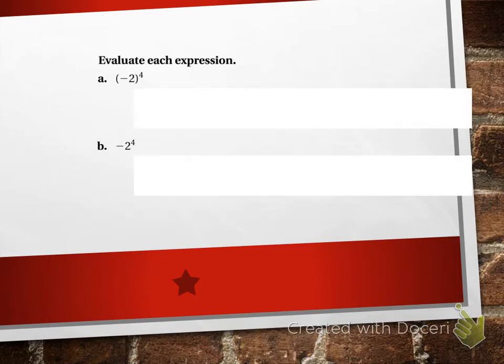Now on this next problem, we're asked to evaluate. When you're asked to evaluate an expression, that means they want you to solve it. Find out what the answer is. Now again, remember how I emphasized that if the base is a negative number you put parentheses around it? Here I'm going to show you why.